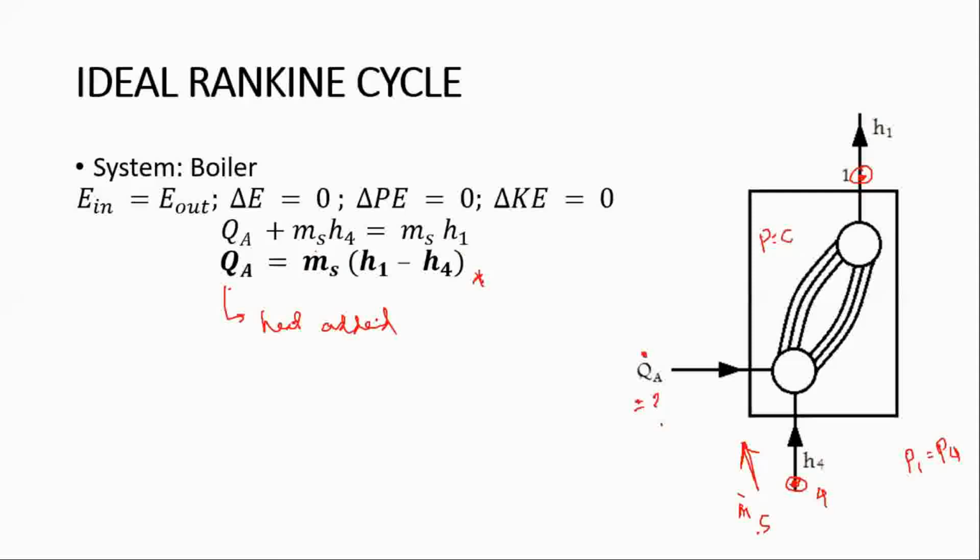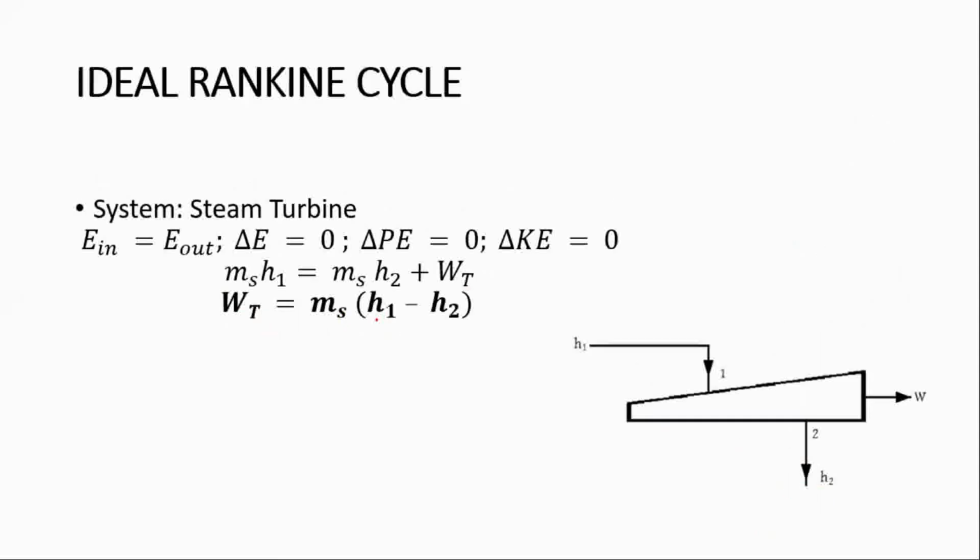Next equipment natin is the steam turbine. So, this is S is equal to C. So, we can say that S1 is equal to S2. Upon leaving the boiler, yung steam natin, papasok naman sa turbina, sa steam turbine.